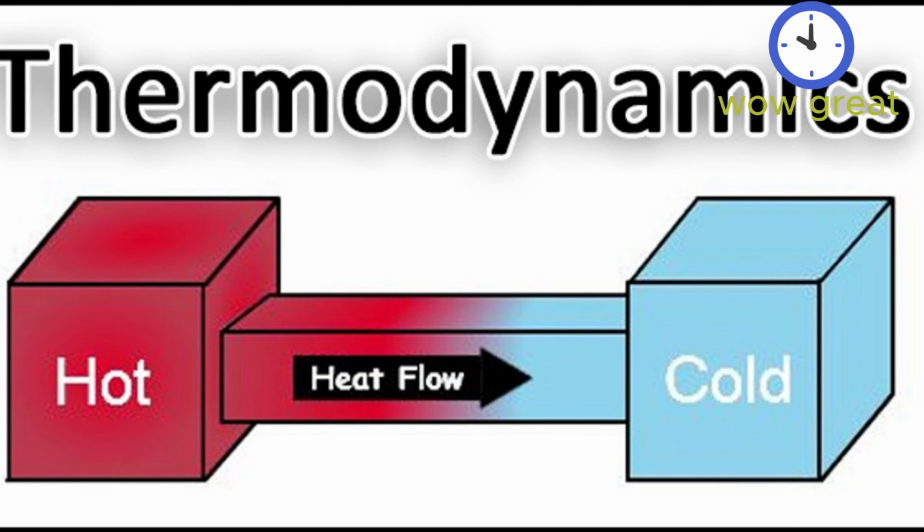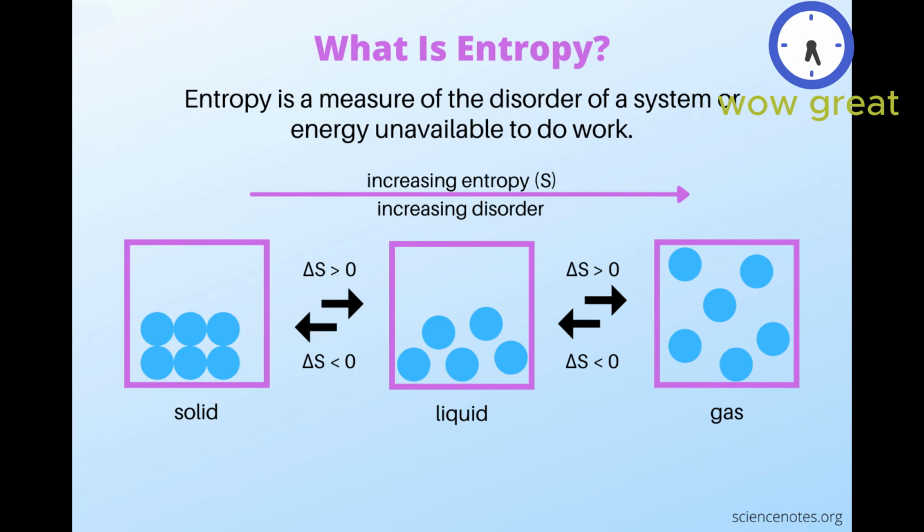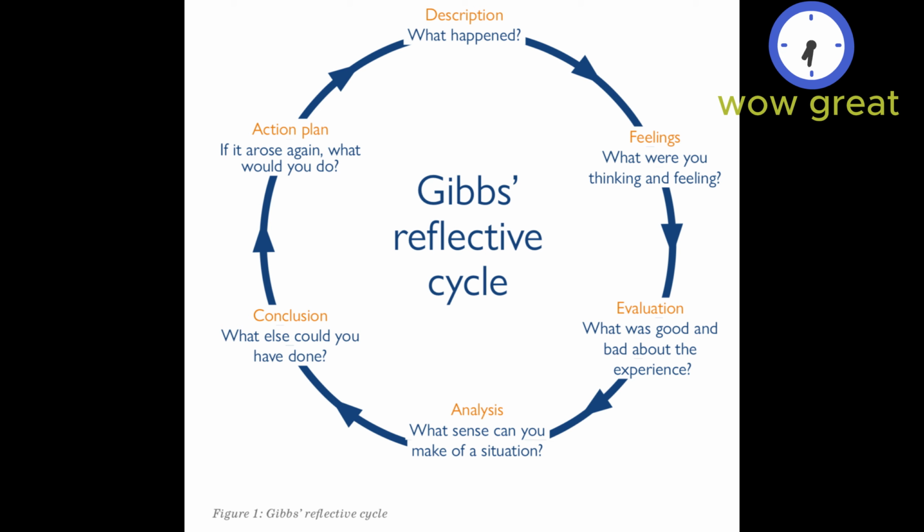Thermodynamics deals with the relationships between heat, work, energy, and the properties of matter. It explains how energy is transferred and transformed during chemical reactions and physical processes. Thermodynamics provides insights into concepts like entropy, enthalpy, and Gibbs free energy, which are crucial for understanding the feasibility and direction of chemical reactions. Kinetics.